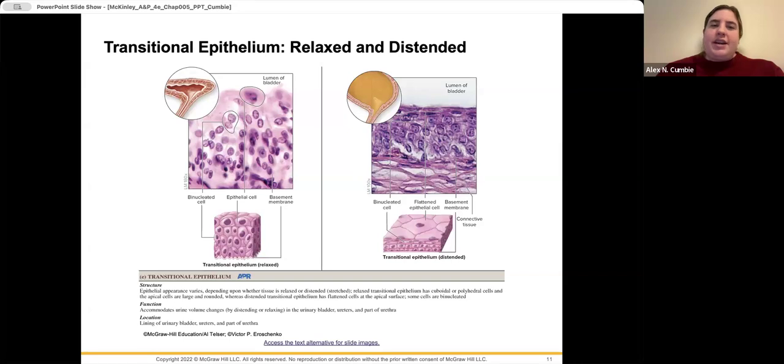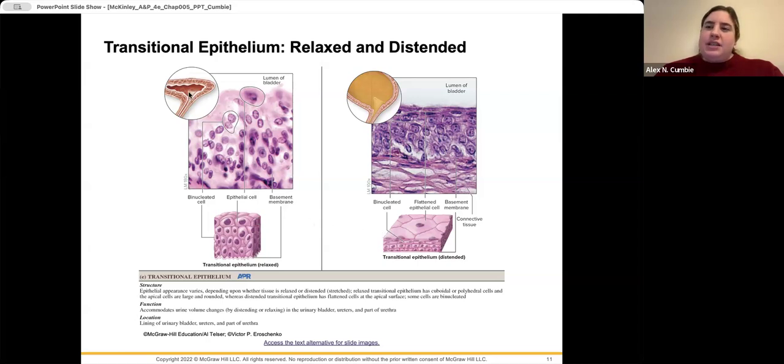This last one is transitional epithelium. And if you remember, as I mentioned before, this is found exclusively in the urinary system. And basically, the cells don't follow a traditional shape of one way or the other. They change or transition based on how the tissue stretches. So transitional epithelia is very stretchy. We find it in the urinary bladder, which is where we get these two examples here.